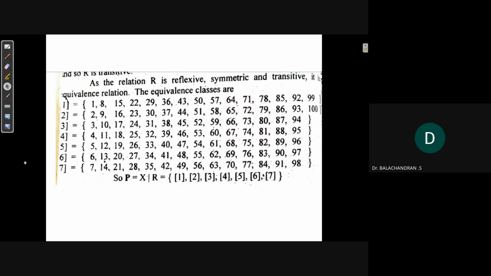So suppose the equivalence class of 7 means 7, 14, 21, 28, 35, 42, and so on. So the partition P of the set X determined by R is what? Equivalence class of 1, equivalence class of 2, up to what? Equivalence class of 7. Now I think this PDF is over. There is one more PDF.